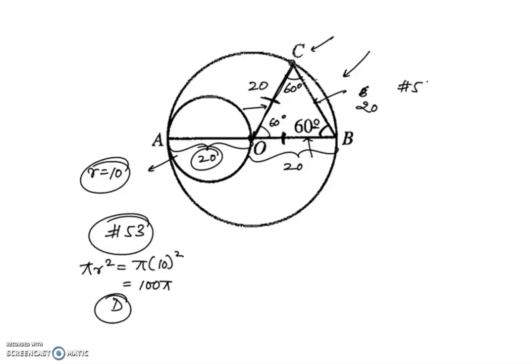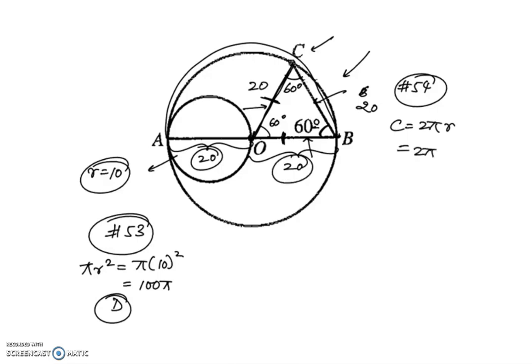Number 54 is, what is the length in millimeters of arc AB? Arc AB, so this here, and that's half the circumference. The circumference here is 2 pi r, radius is 20, so that's 40 pi, and arc AB is half of that, so that's 20 pi, answer choice G.